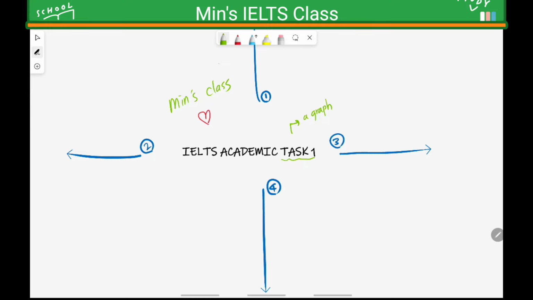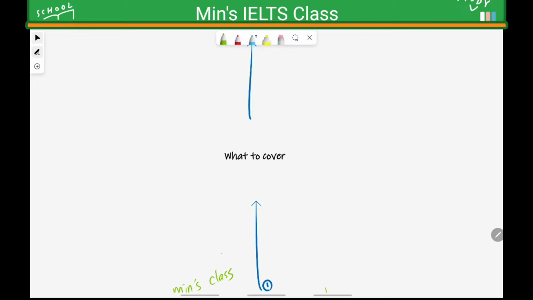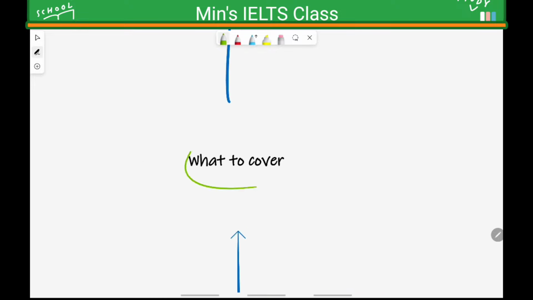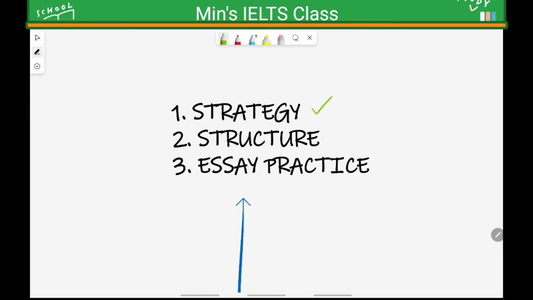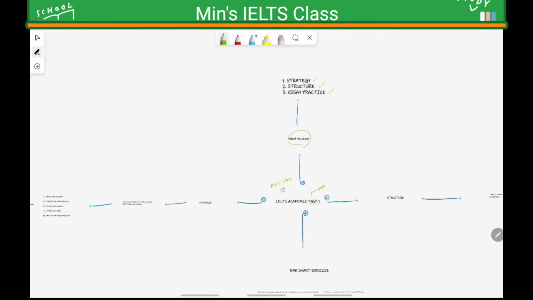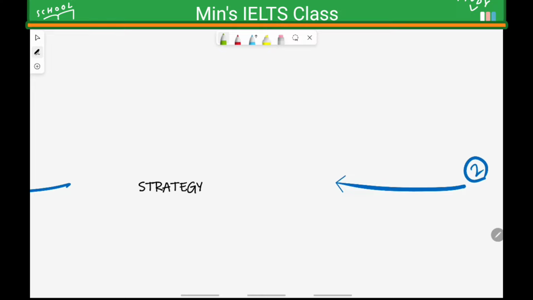Number 1. So, what to cover today? We're going to cover strategy, structure, and actual essay practice. And as for strategy, a lot of people fail writing a great essay for IELTS writing because they don't have strategy and they don't have structure.